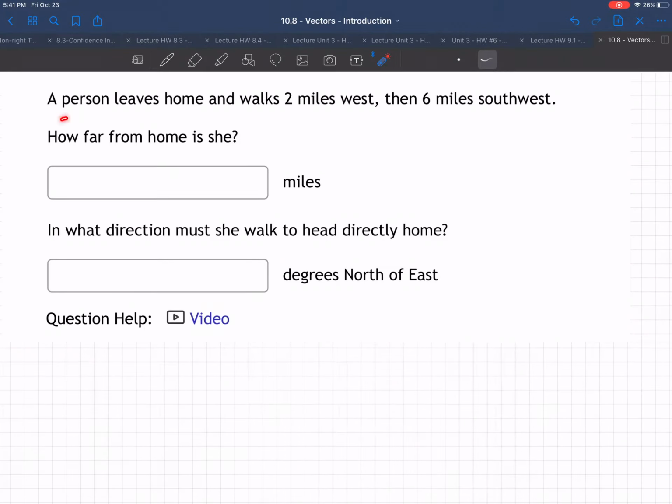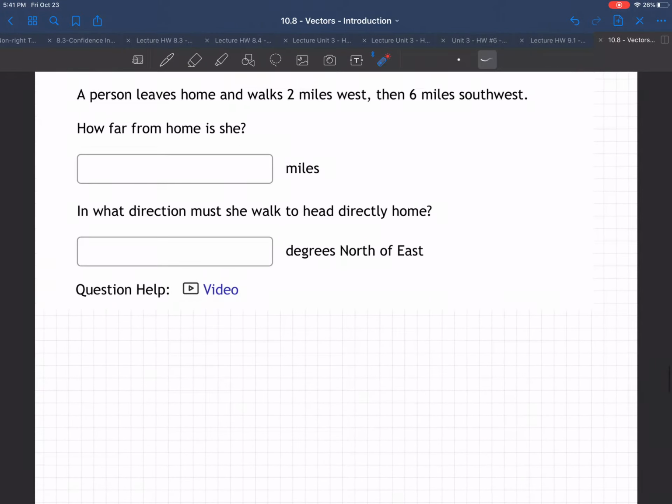Here's an example about a person walking. They leave home and they walk 2 miles west and 6 miles southwest. The question is, how far from home is she, and in what direction must she walk to head directly home? Tricky one. I think it's best to draw an axis system, a little picture that'll help us out.